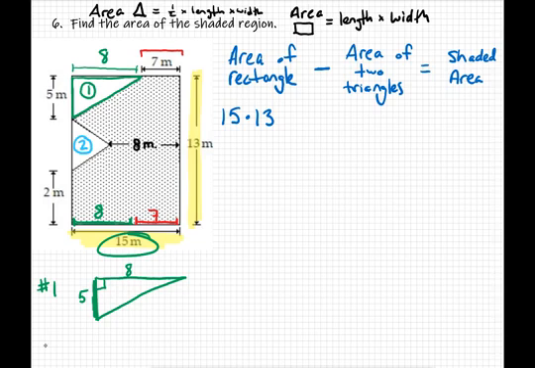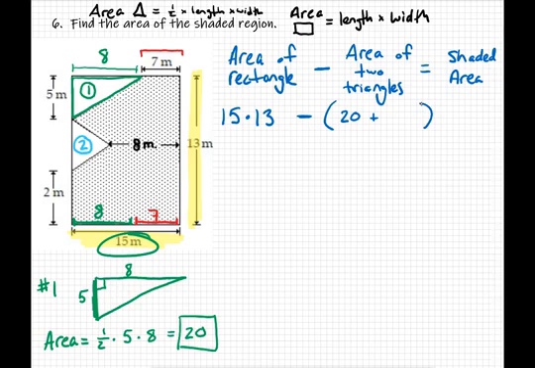Okay, so area equals 1/2 times the length times the width, or times the base times the height. 1/2 times 5 times 8. Well, 5 times 8 is 40, and half of that is 20. Okay, so triangle number 1, 20 square meters. And we still need triangle number 2.